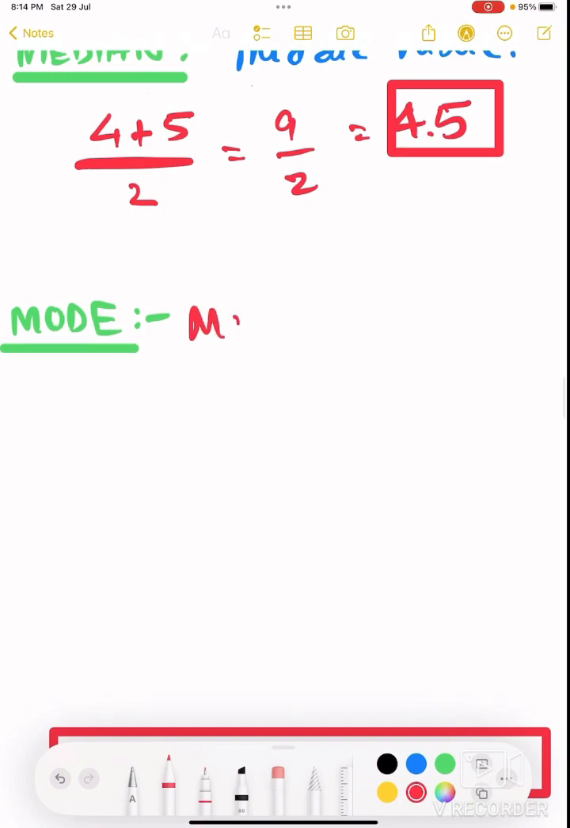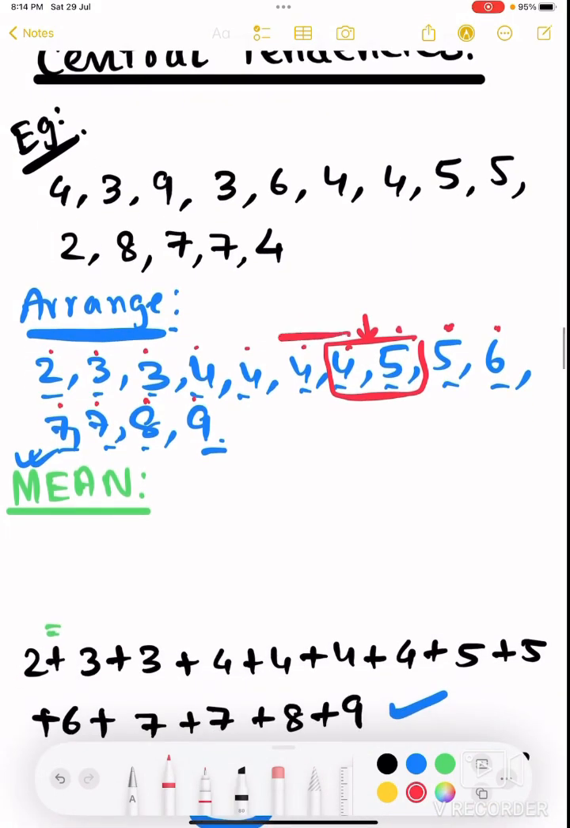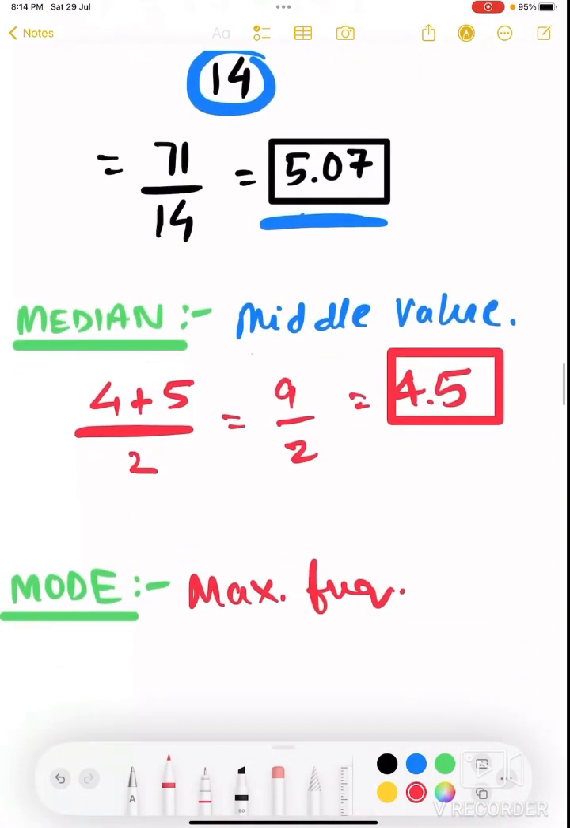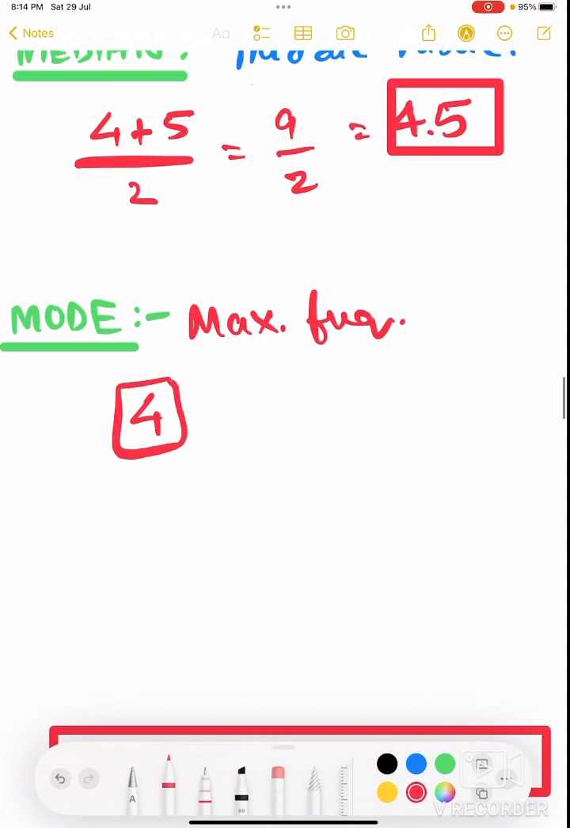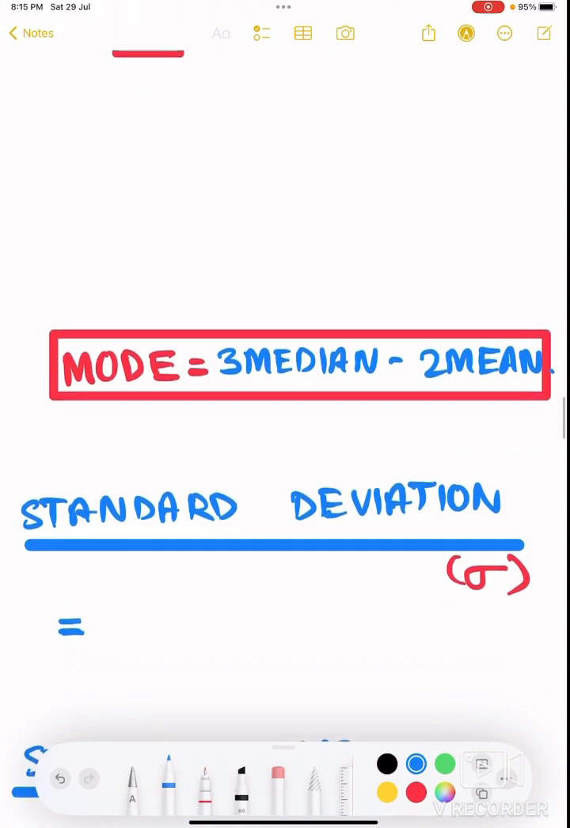What is mode? The one with maximum frequency is mode, right? So the one with maximum frequency actually is 4. There are four 4s, so the mode is 4. Very easy. Now coming to a formula: mode is equal to 3 median minus 2 mean. Sometimes it is asked in our examinations, right? Mode is equal to 3 median minus 2 mean.